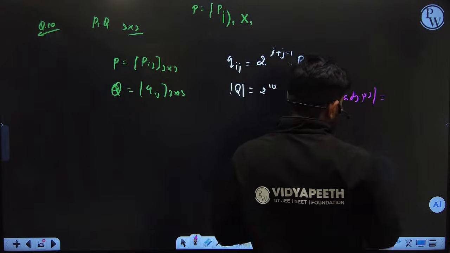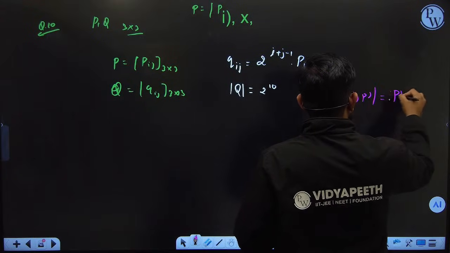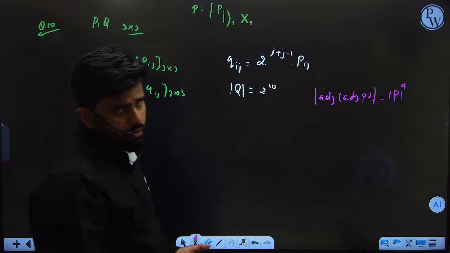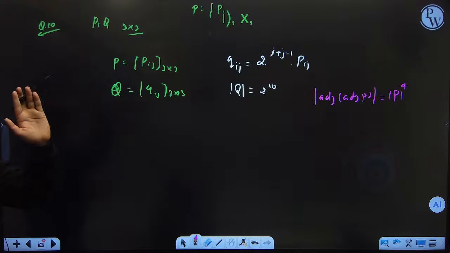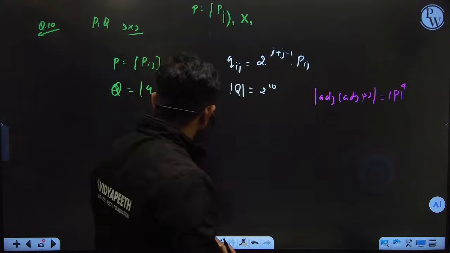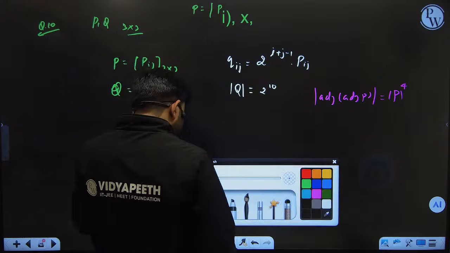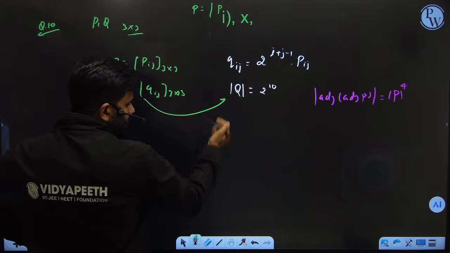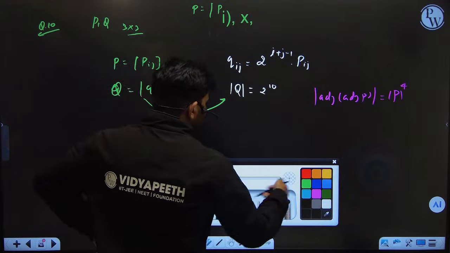Now if you have done such questions, then it has to be determinant of P raised to the power 4. It is a straightforward, simple, totally formula based question. Now you just need to crack the pattern. What will be the matrix Q? We'll write matrix Q because the determinant of matrix Q is given.